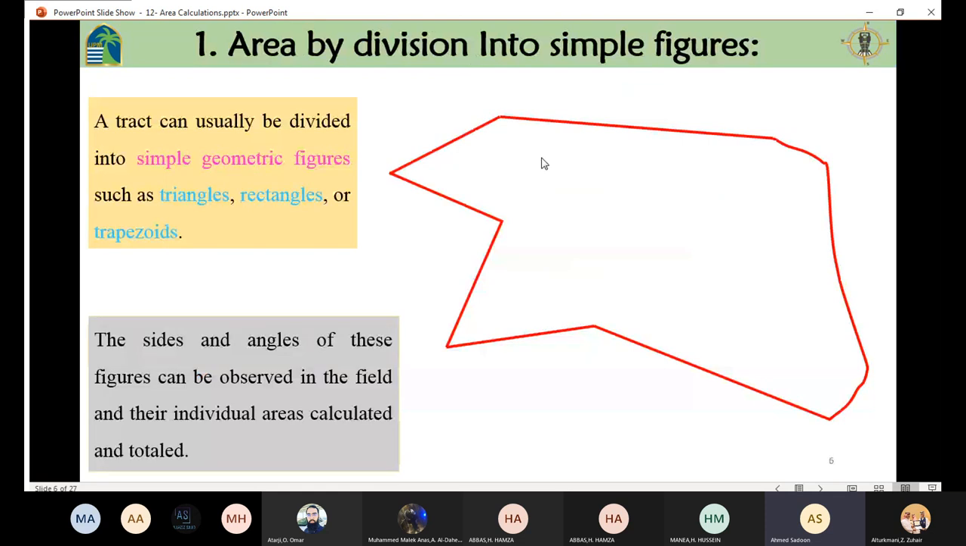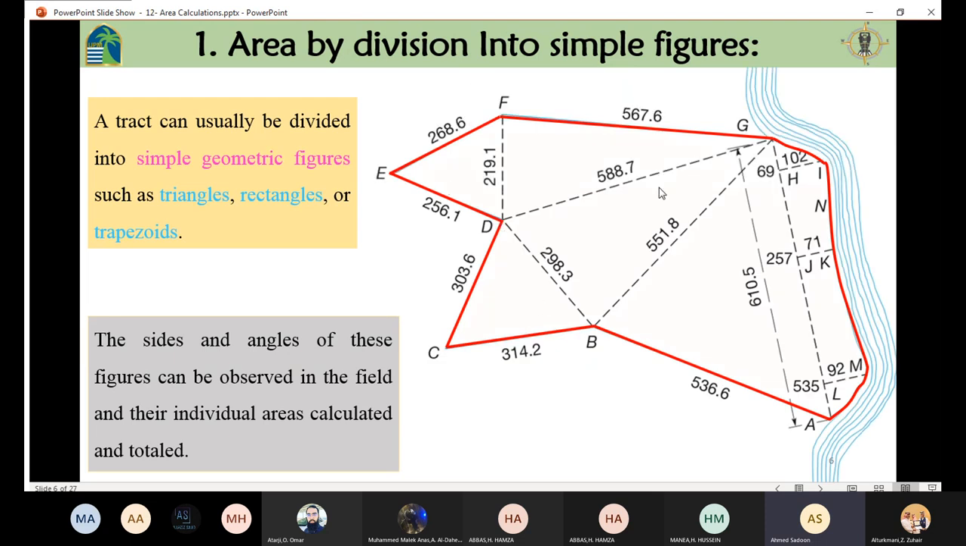So like you can see here, we have an area or a tract. And this area here could be divided into simple geometric figures, like triangles, rectangles, trapezoids. For example, this one could be divided like that. Triangle here, and so on. And here we are going to have also a triangle. Here we are going to have a trapezoid, triangles, like this one. And then the total of these areas is going to be the area for this tract.